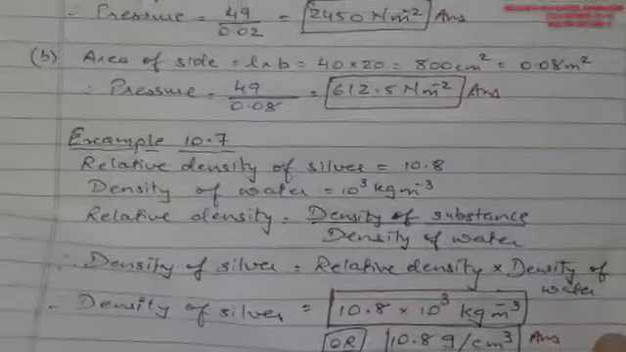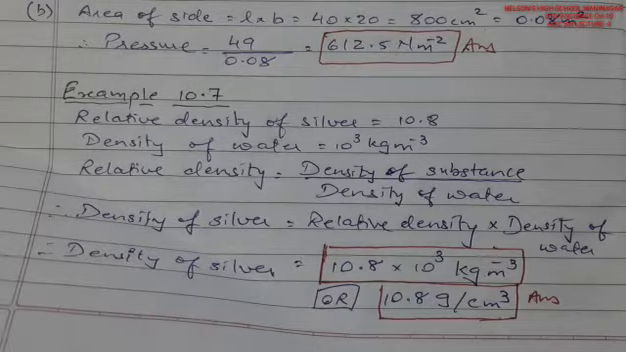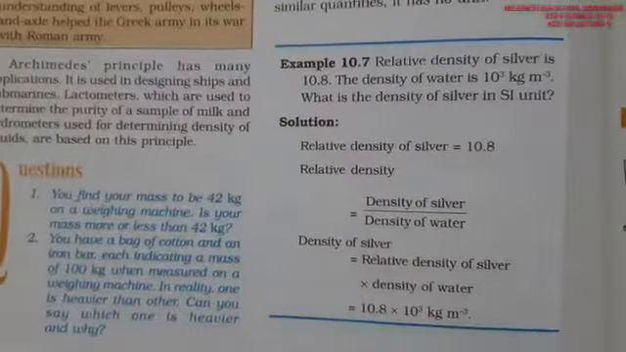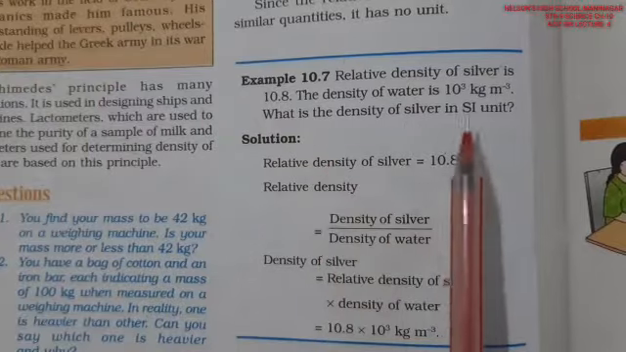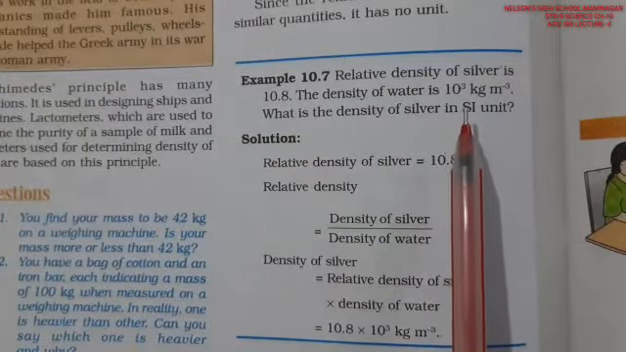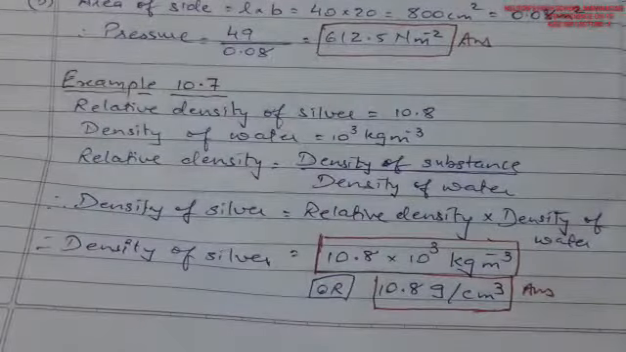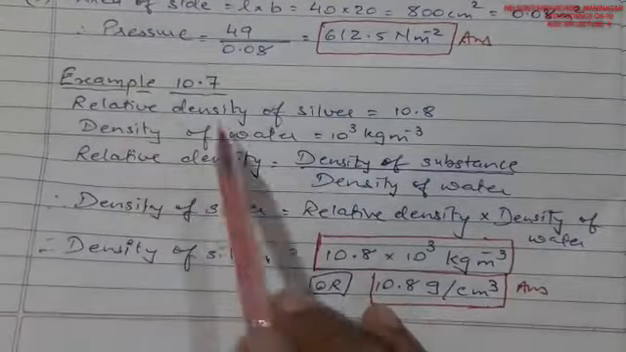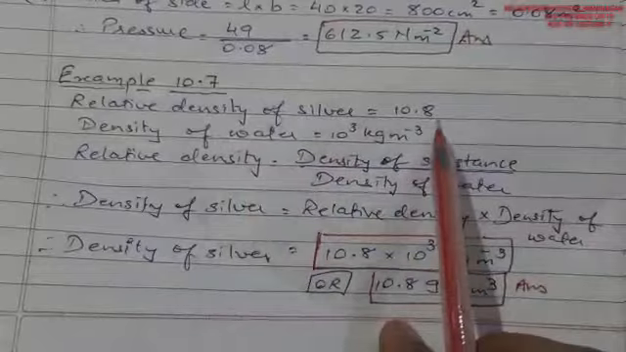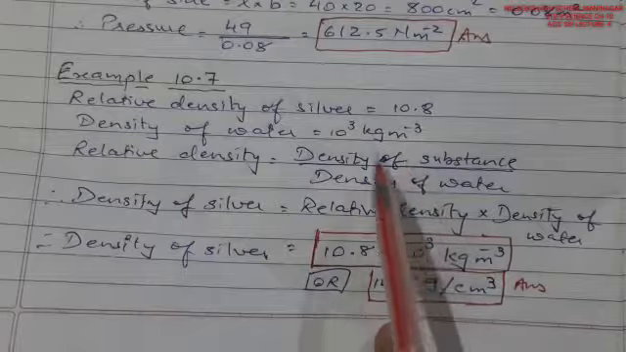Fine. The next sum is 10.7. This is about relative density. The relative density of silver is 10.8. It is given, and the density of water is 10 raised to 3 kg per meter cube. What will be the density of silver in SI unit? So we are supposed to find the density of silver. Here the relative density is given as 10.8, so it will not have units, because they cancel, and the density of water is 10 raised to 3 kg per meter cube.